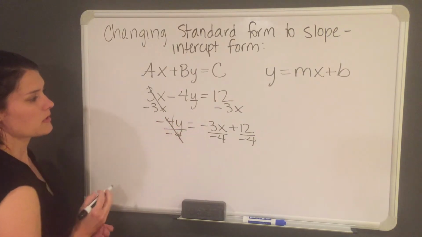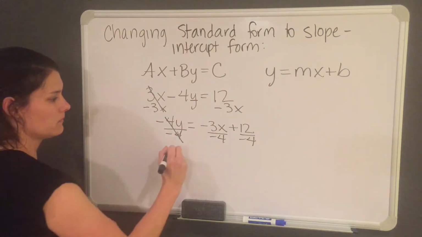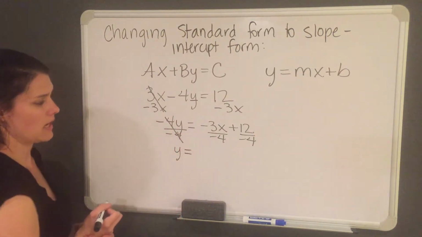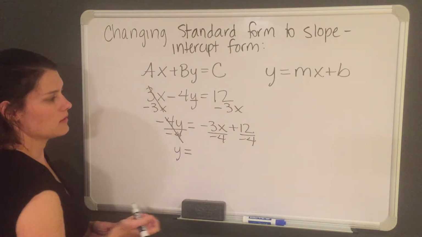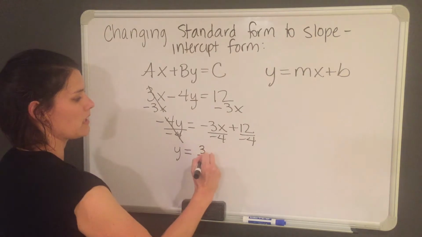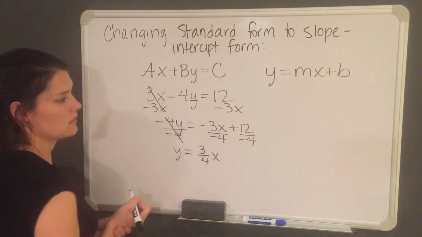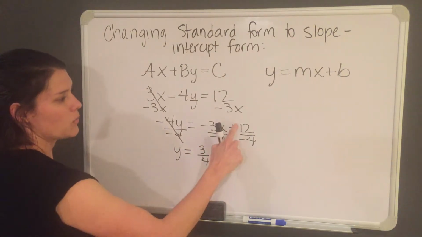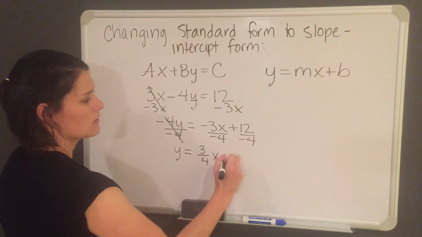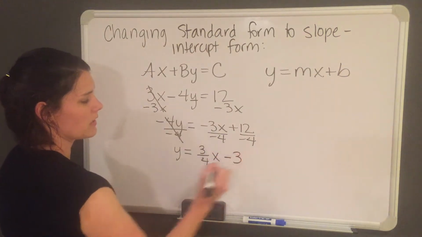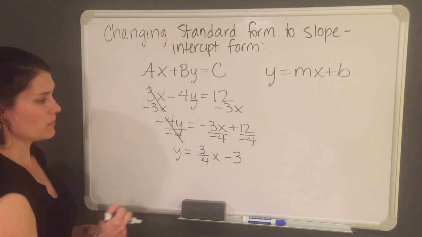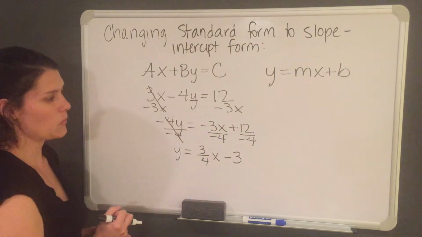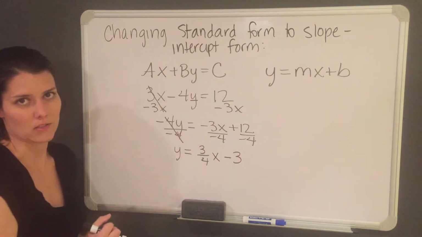The negative 4's cancel out to be 1 on the left-hand side. Negative 3 divided by negative 4 changes to a positive 3 over 4. And then 12 divided by negative 4 is negative 3. Now you are in the slope-intercept form. 3/4 is your slope and negative 3 is your y-intercept.